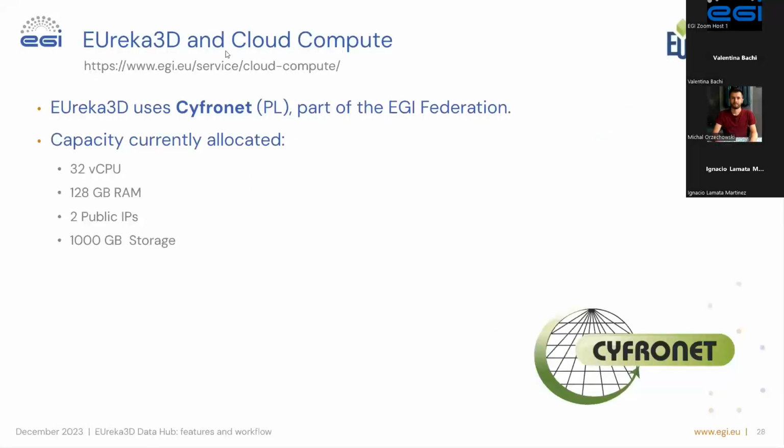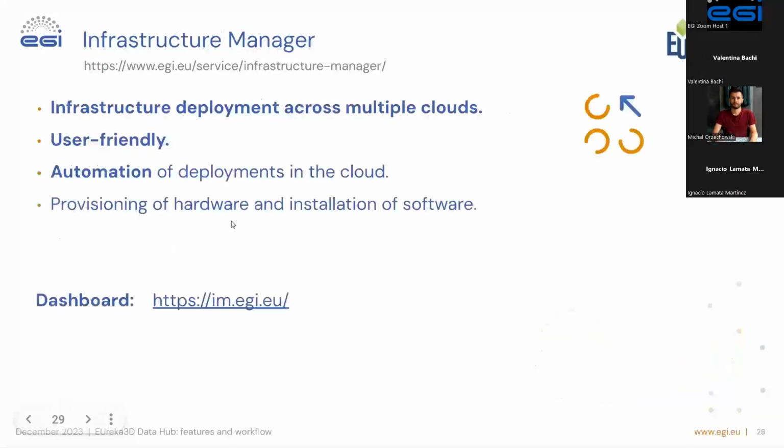So for EUreka3D, we use CyberNet, the CyberNet cloud compute part of the EGI Federation, and we have currently allocated some specifications. So we have 32 CPUs, some gigabytes of RAM, 2 public IPs, and some 1 terabyte of storage. So this is what we have allocated so far for EUreka3D.